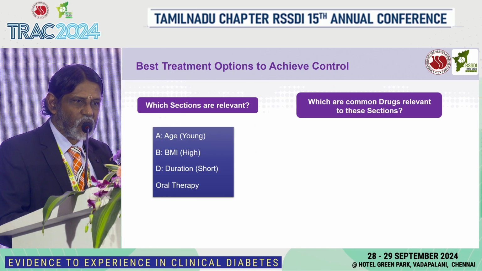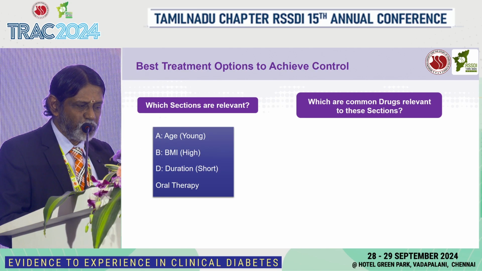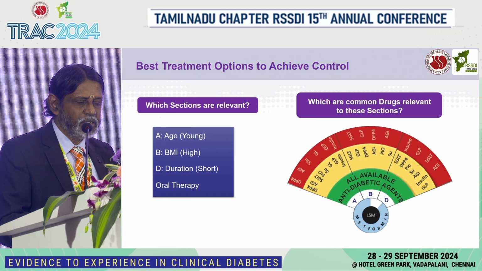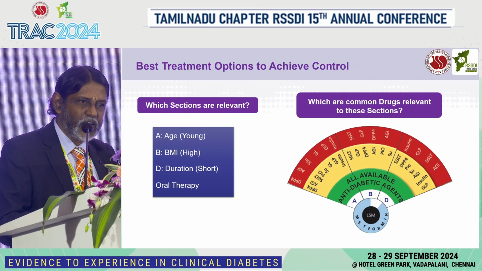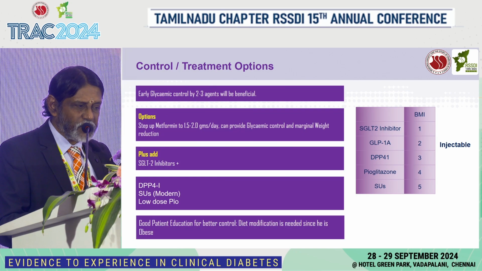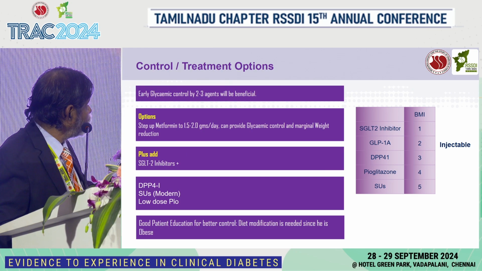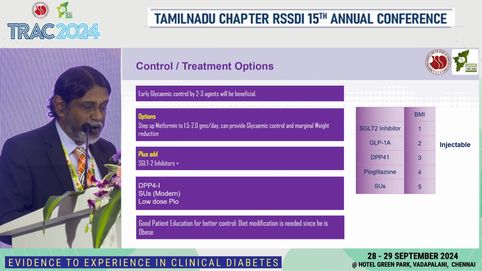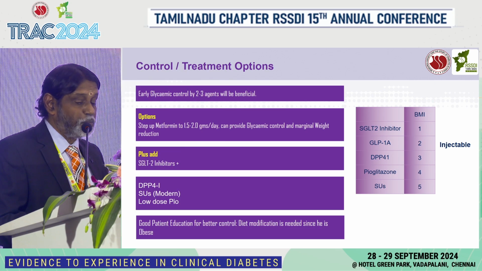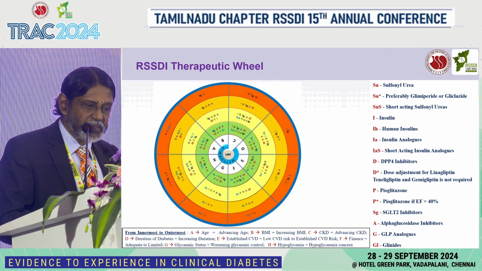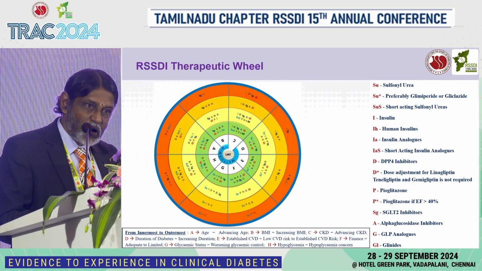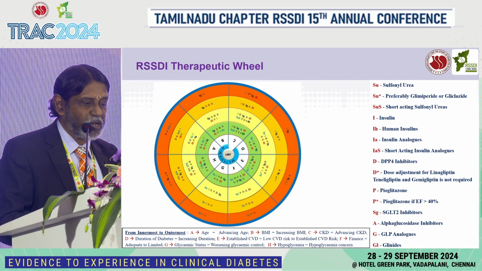So based on the RSSDI therapeutic wheel, which sections are relevant? Age, BMI, duration, oral therapy. Which are common drugs relevant to these? So based on the ABCD approach, you can implement this in your day-to-day practice. So treatment options, we get the options, and next is with reference to SGLT2 inhibitors, DPP4 inhibitors, as well as the good patient education. So in the RSSDI therapeutic wheel, we have the drugs also incorporated.